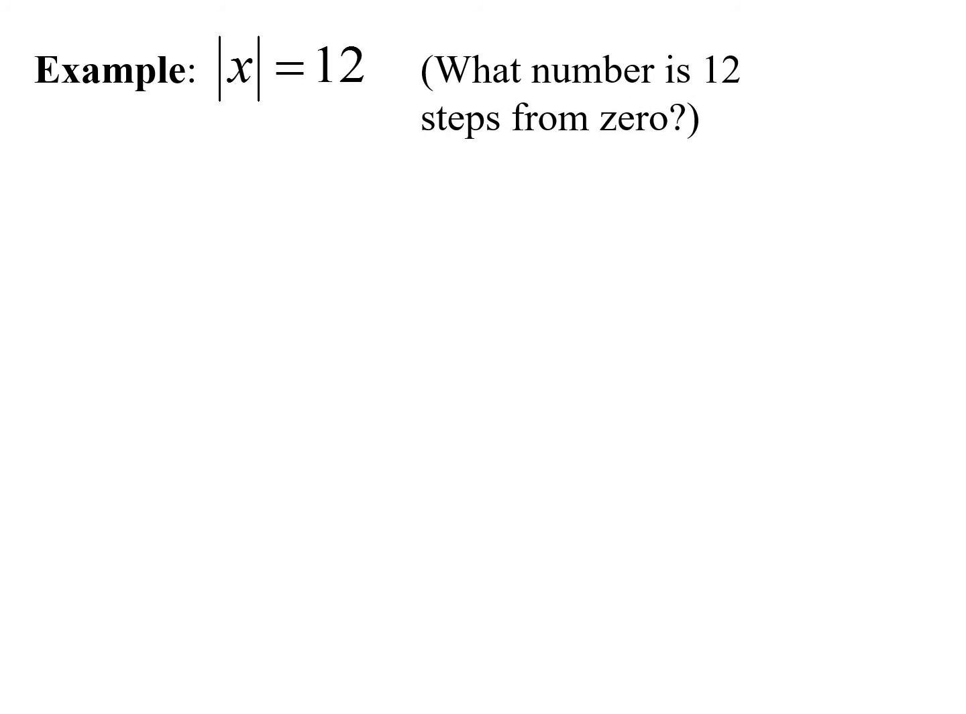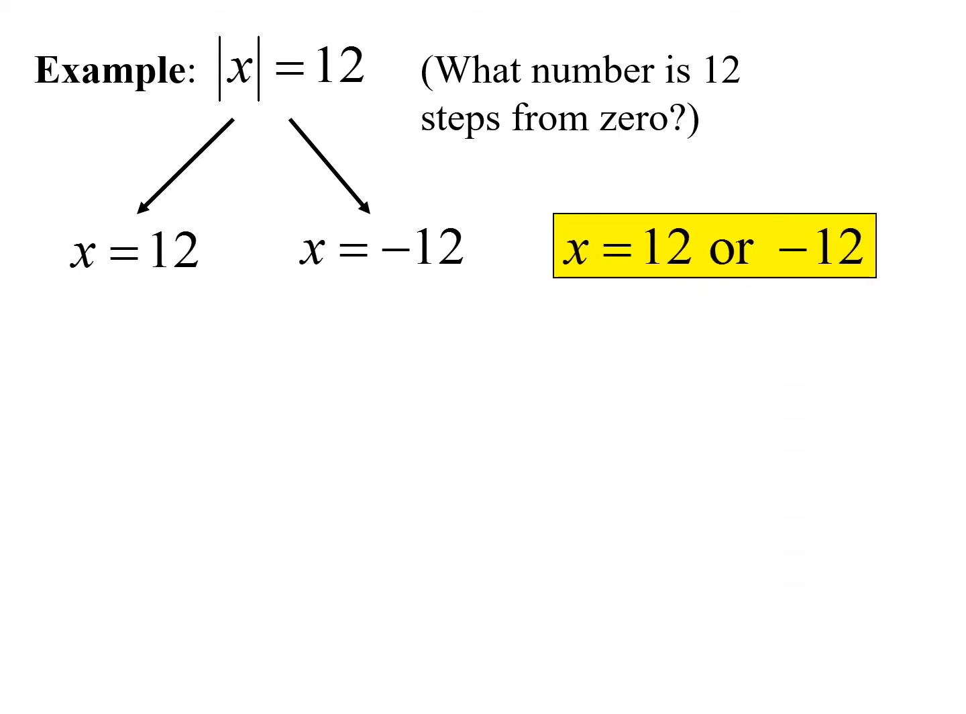Let's take a look at solving absolute value equations. If we have the absolute value of x is equal to 12, we want to know what number is 12 steps away from 0. So when we solve this type of equation, we want to split our equation into two possibilities. We look at the positive direction and we look at the negative direction. So we have x is equal to 12 or x is equal to -12. These are our two possibilities.